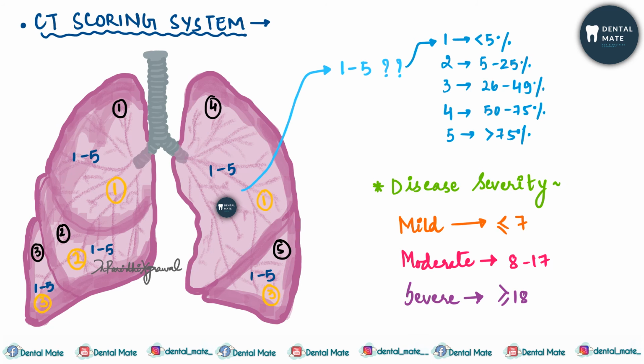Let us consider lobe number 1 has been assigned a score of 1, lobe 2 a score of 2, lobe 3 a score of 3, lobe 4 a score of 1 again, and lobe 5 a score of 3. If we total all of these, it would be 10. So because the score is 10, we can infer that the patient is affected with moderate COVID-19 disease or moderately severe COVID-19 disease.